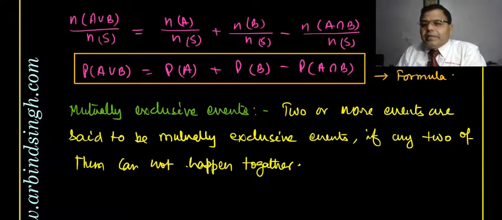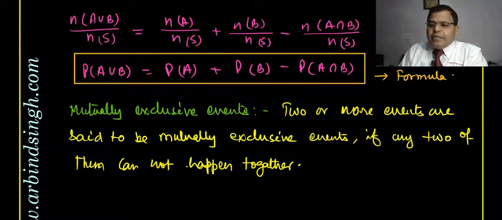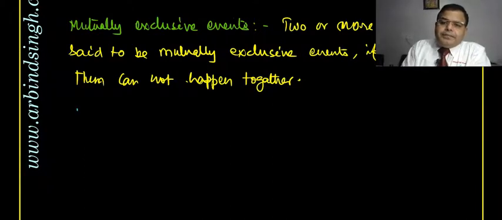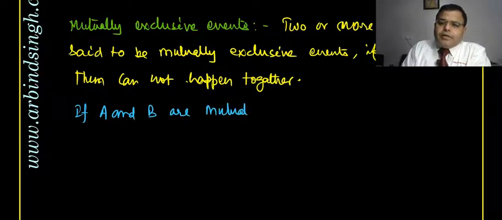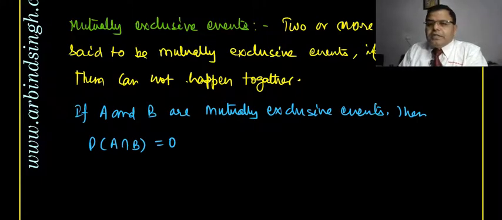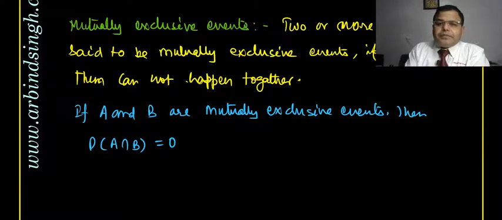For example, when a coin is tossed, head and tail cannot come together. Head is one event, tail is one event, but both of them cannot come together. So that is why they are mutually exclusive events. So if A and B are mutually exclusive events, then probability of A intersection B is 0. Since they cannot happen together, therefore probability of A intersection B is 0. So remember this fact. Now there is one more term that is called exhaustive events.